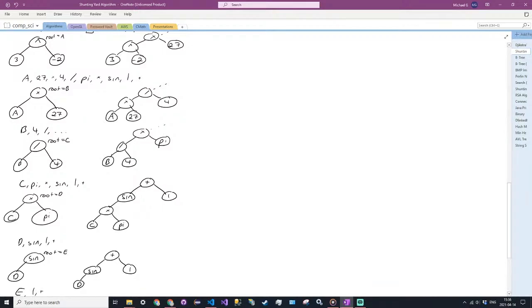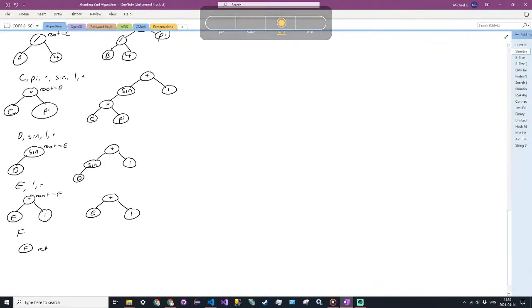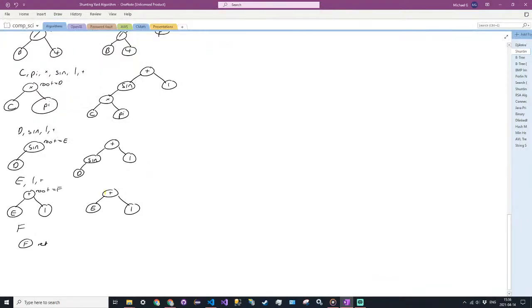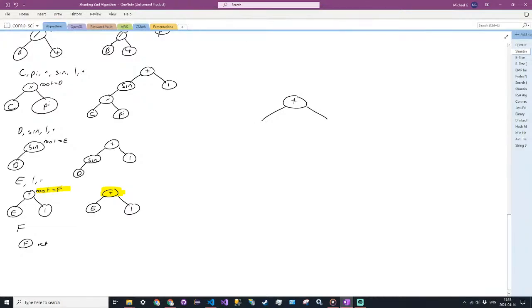Okay, so we'll start with the main root, which is the addition. You can see that this will always be the addition, the top root, because it is the last set of nodes that we link together. So we start with the addition. That's our main root, and then we go to E, and then we go down to 1 and E.